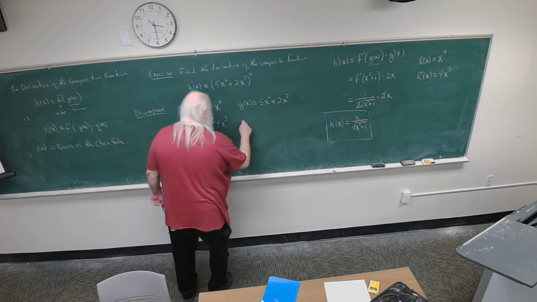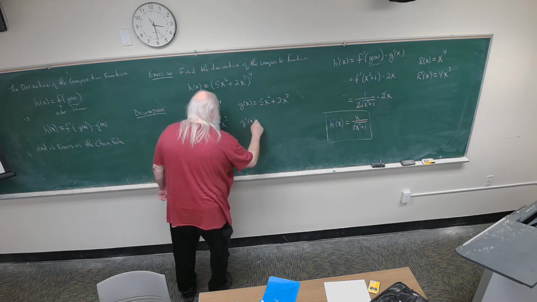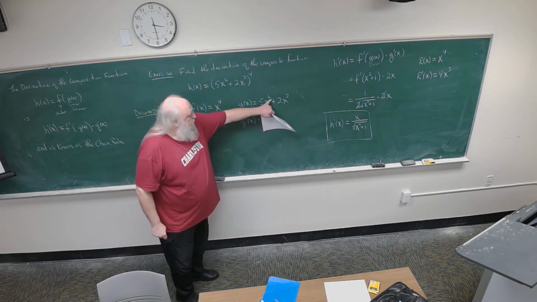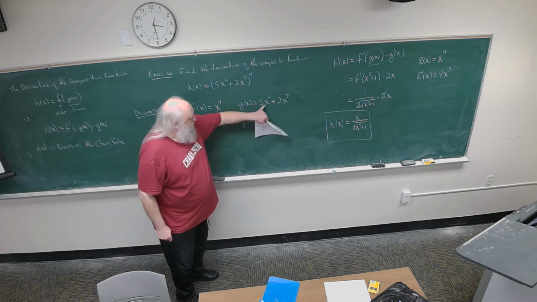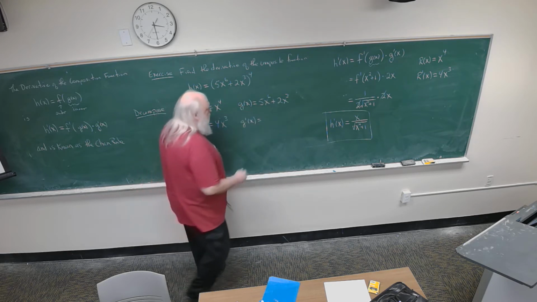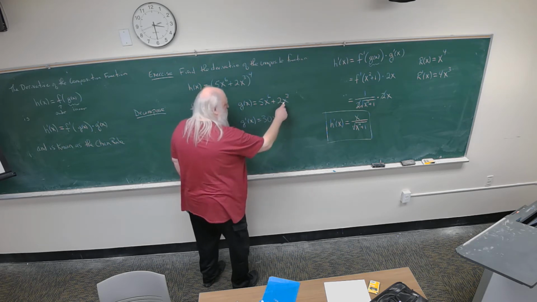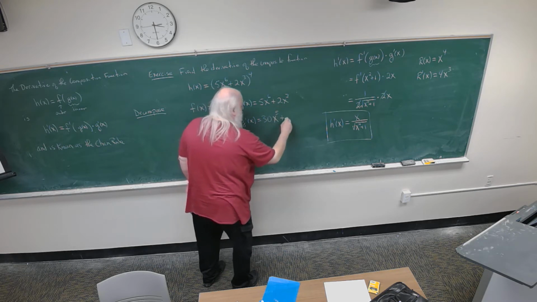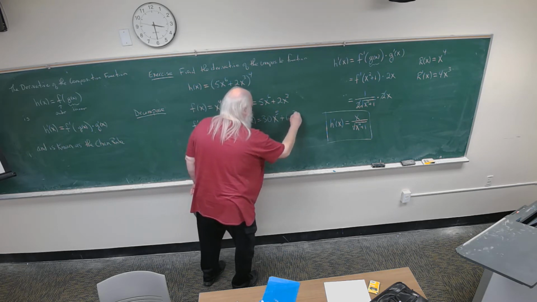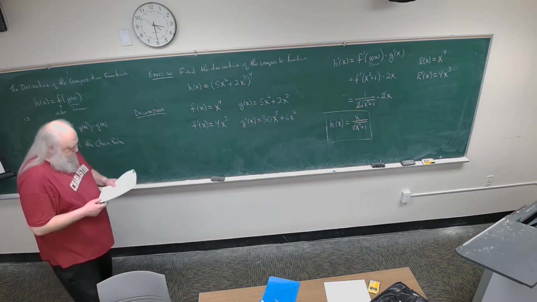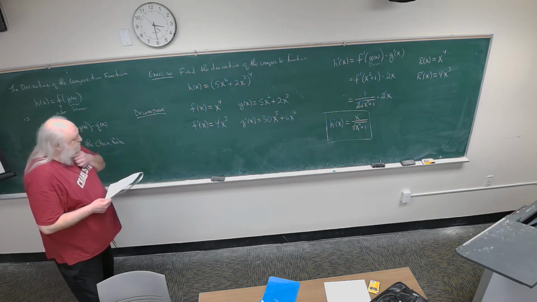And g prime of x, I'm going to differentiate term by term. The derivative of 5 is a multiplicative constant. The derivative of x to the 6 is 6 times x to the 5th, so we have 30 times x to the 5th. And then the derivative of x cubed is 3x squared, so we have 6x squared. So g prime of x is equal to 30 times x to the 5th plus 6x squared.